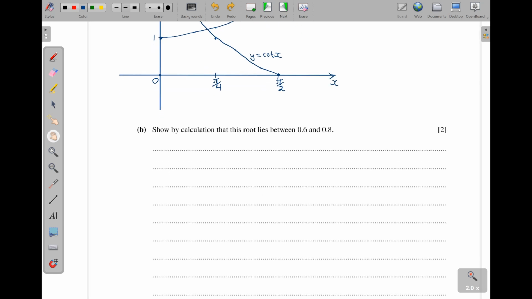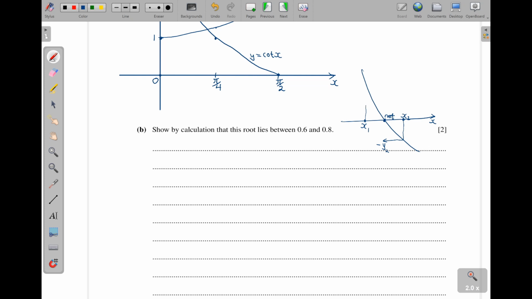Part B, show by calculation that this root lies between 0.6 and 0.8. Now, if I have a graph maybe like this, and this is the x-axis, where this graph cuts the x-axis is the root of the equation. So we have a value on the right of that root and a value on the left of that root. So by using this example, we are going to have an x coordinate here, x2. It will have a corresponding y coordinate here, which is actually negative because it is below the x-axis. You see that? Then we also have this one here on the left of this root.